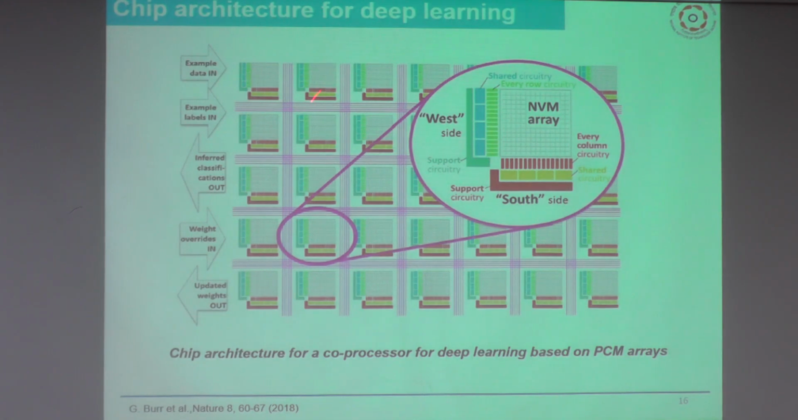This chip architecture for deep learning, you can see, was proposed in a Nature paper, where they designed this NVM array, the way I am telling you, and proposed this architecture. This is the chip I was talking about. They used this chip for the same application, where you have support circuitry and shared circuitry, connected with some kind of controller and input, and then they designed these aspects of deep learning. This was proposed in 2020, very recently.